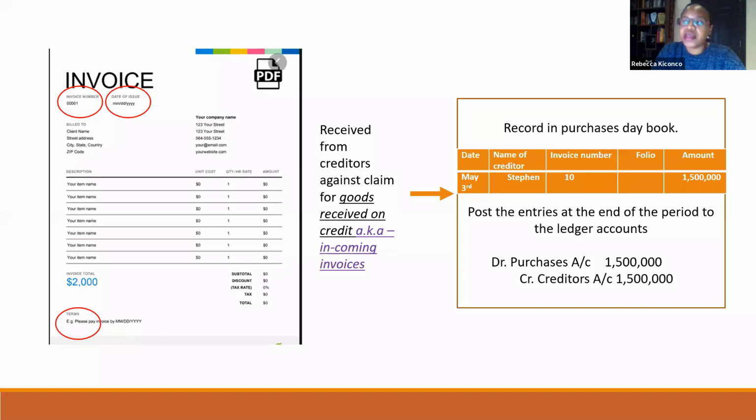Okay? So as usual, it gives you the description of the goods or whatever you have bought. It gives you the unit cost, it gives you the quantity, and the quantity times the unit cost gives you the total amount. It gives you a subtotal, if there's any discount, if there's any VAT or tax that has to be paid, and then the total amount of the invoice.